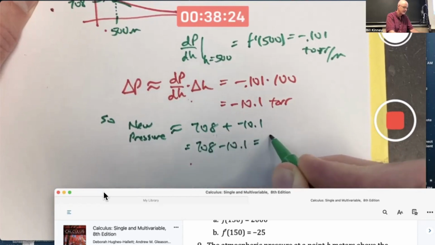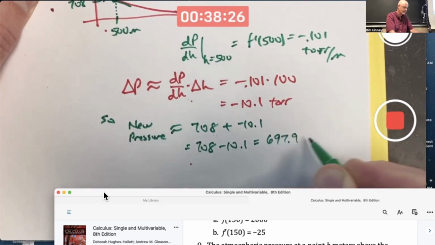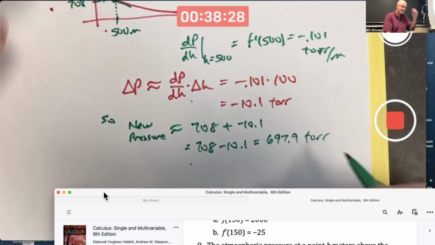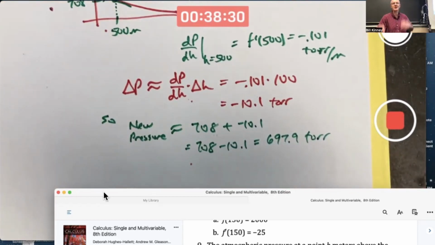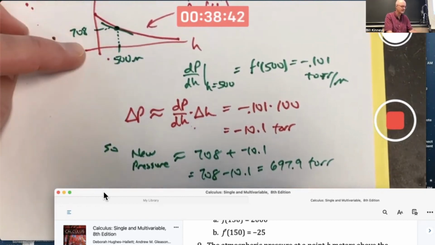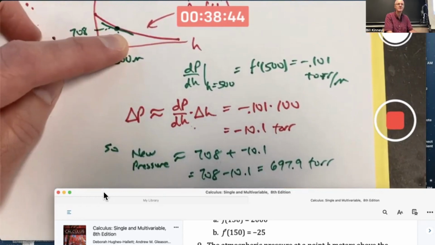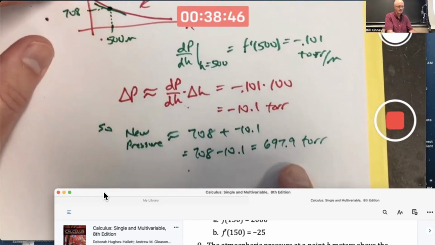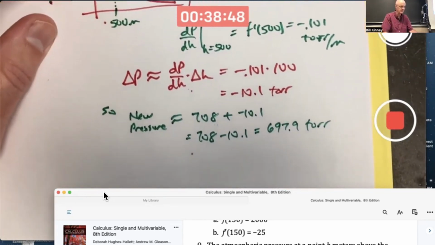That would be 697.9 torr. And to tell you the truth, because it's a linear approximation, that's probably too many significant digits. You'd probably want to round to 698, maybe even 700. Is it too big or too small? Because the graph's concave up, the line is underneath, so it's probably too small. The true answer is probably closer to 700.